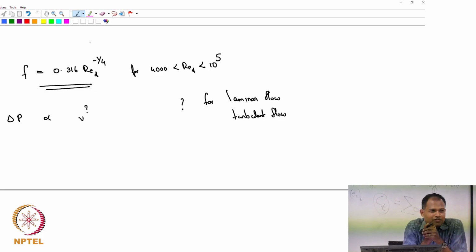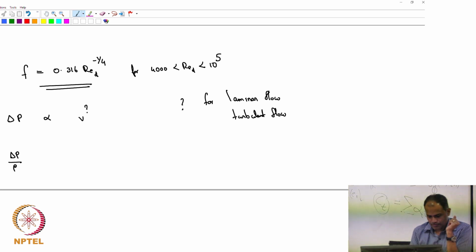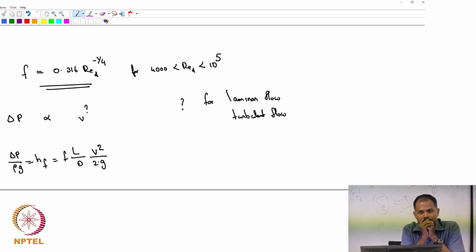Question like, for example, you double the flow rate, you double the velocity, what happens to pressure drop? You want to calculate, what would you do? That's what I'm asking. So the first thing is to write delta P in terms of friction factor. That's our basic definition. Substitute for f and see what is the power of V that you get.